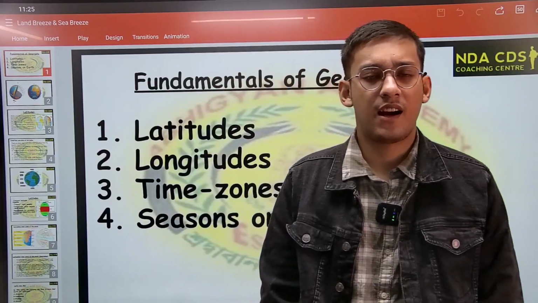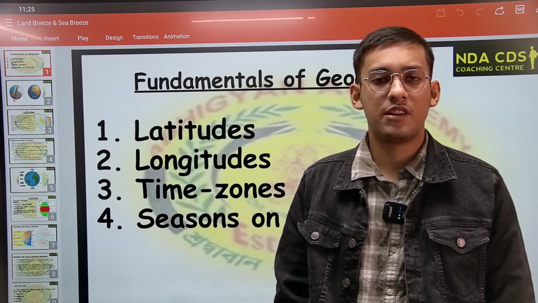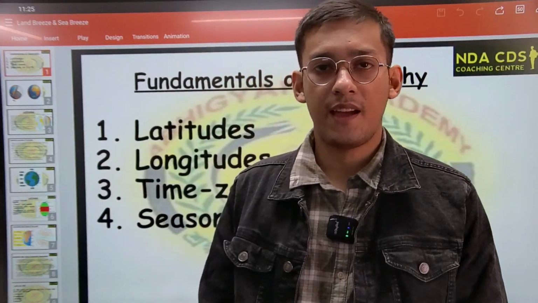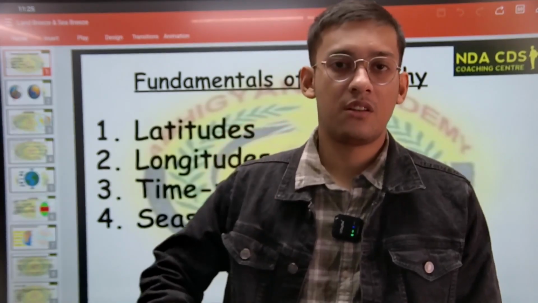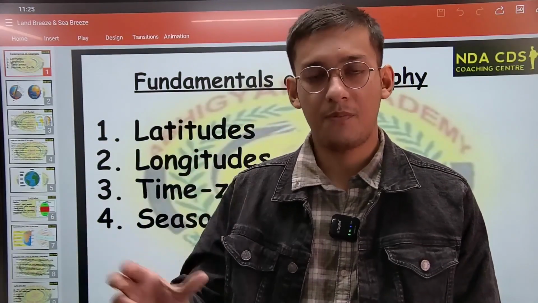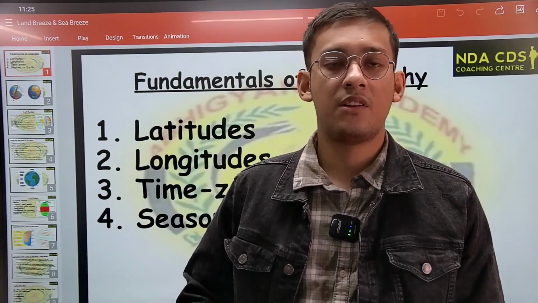The first thing which gets asked in CDS and NDA is: are latitudes and longitudes both equidistant, or are they not equidistant? Latitudes are always parallel, whereas longitudes start at the pole and end at the pole, and they are closer to each other near the poles, and then they broaden up near the equator. So longitudes are not equidistant.